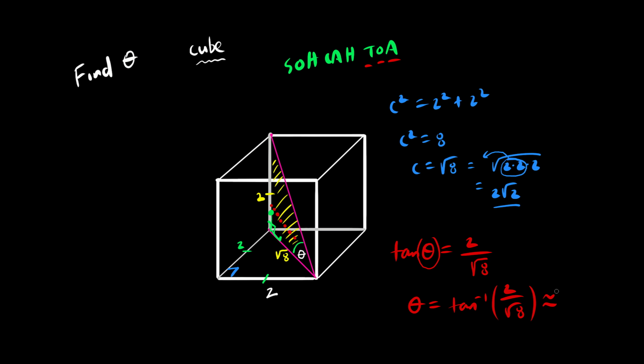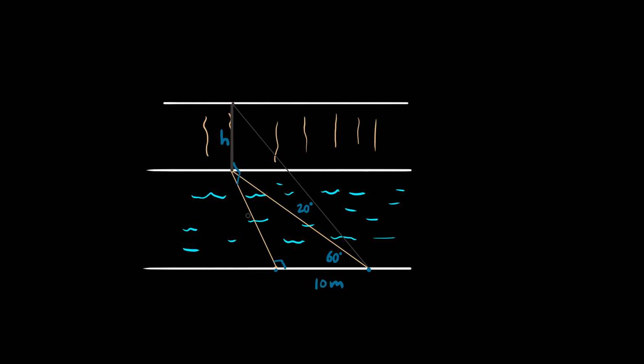Using our calculator, we get 35.3 degrees. So congratulations, now you know how to deal with SOH CAH TOA beyond 2D. You can now answer 3D problems as well. Let's practice one more 3D problem.